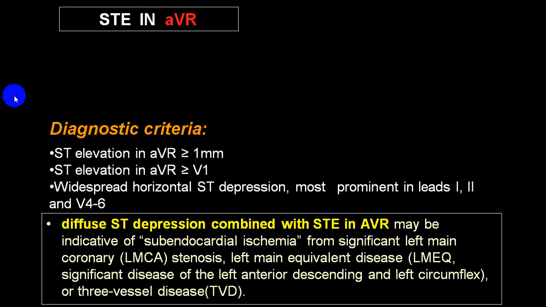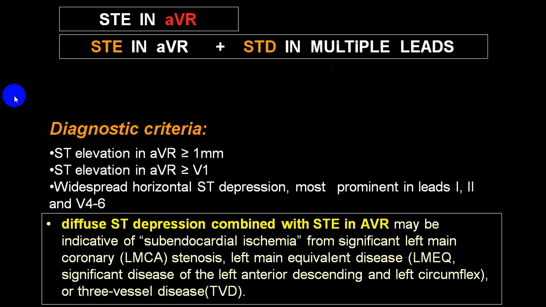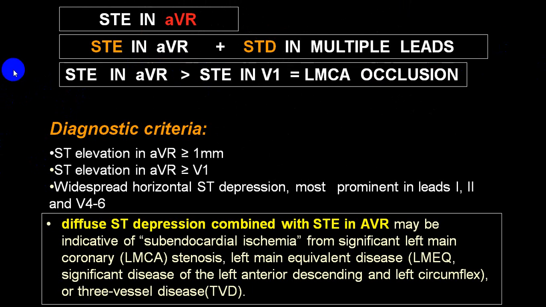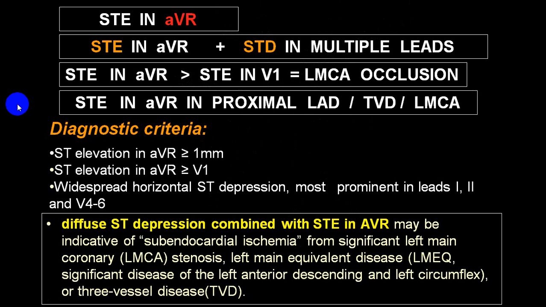So this I have already discussed before. ST elevation in AVR, very useful. If you get an ST elevation in AVR with ST depression in multiple leads, it is in favor of an LMC occlusion. ST elevation in AVR more than ST elevation in V1, 100% LMC occlusion. And if there is an ST elevation in AVR alone with ST depression in multiple leads, then it is in favor of a proximal LAD, triple vessel disease or LMC occlusion. This clue is very, very important. So do look at an AVR. It is not a neglected lead, it is a very important lead.